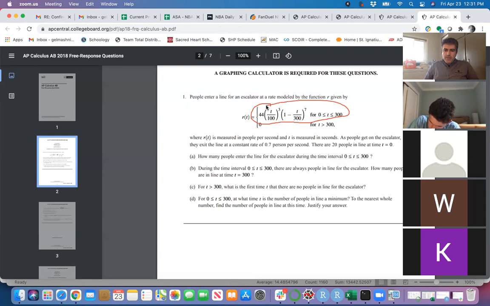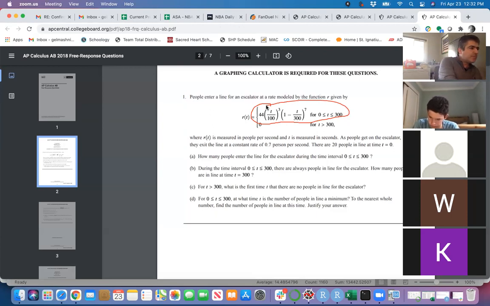And then part B is during that time interval, there are always people in line for the escalator. How many people are in line at t equals 300? So you're going to have to do the R of t function minus 0.7 t, because it's a constant rate of 0.7. And then, of course, adding 20 at the end because initially I had 20 people. That would be part B. C is going to be a little weird, but at least let's try A and B. See if you guys get that.